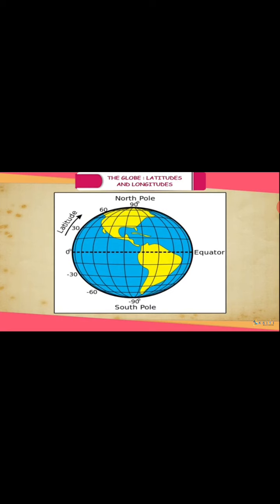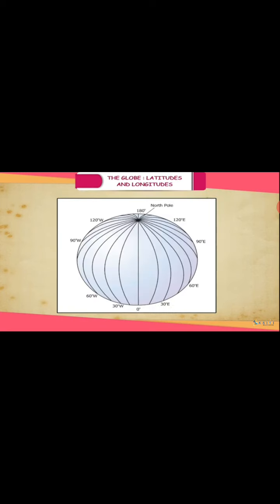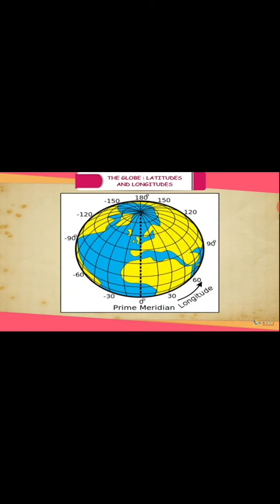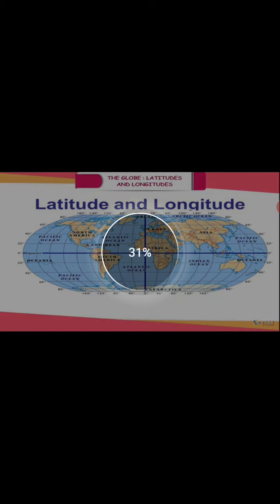The equator represents the 0-degree latitude. Since the distance from the equator to either of the poles is 1/4 of a circle around the Earth, it will measure 1/4 of 360 degrees, that is 90 degrees. Thus, 90 degrees north latitude marks the North Pole and 90 degrees south latitude marks the South Pole. As such, all parallels north of the equator are called north latitudes. Similarly, all parallels south of the equator are called south latitudes.